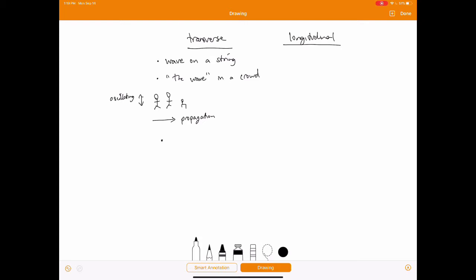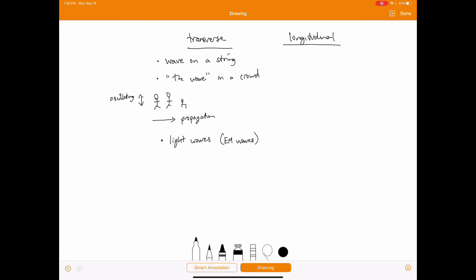Okay, some other examples here. Light waves. These are also called electromagnetic or EM waves. This includes the visible light that we see, as well as ultraviolet light and infrared light that we can't see. These are examples of transverse waves also.